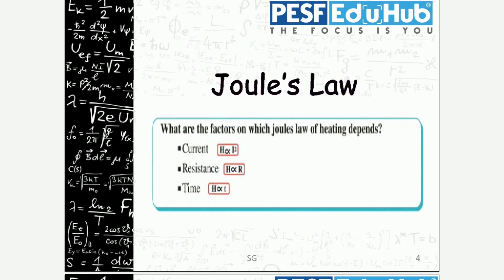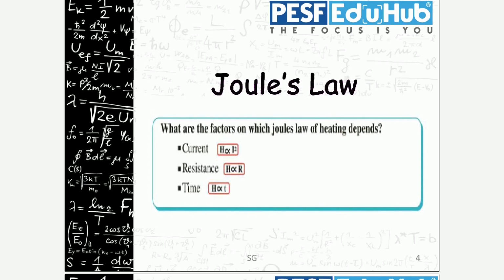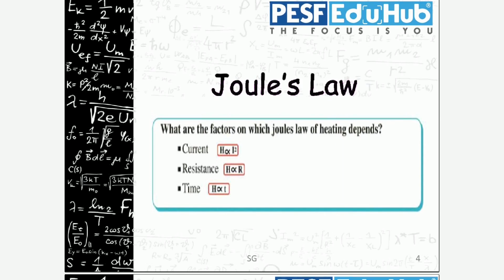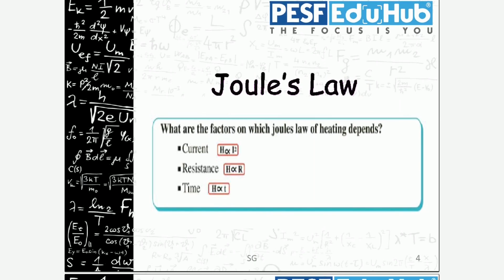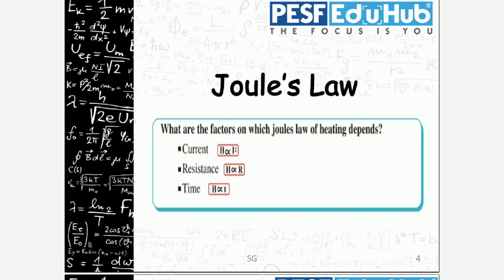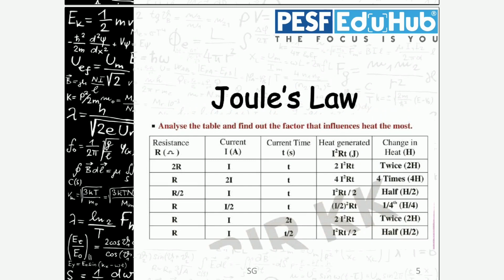See, equation wise, there are three factors on which Joule's law of heating depends. The first one is the current, the square of the current. The heat is directly proportional to the square of the current, directly proportional to the resistance, and directly proportional to the time. So H proportional to I square, H proportional to R, H proportional to T. Combining these, I get H proportional to I square RT. So H is equal to I square RT. Clear? Okay.